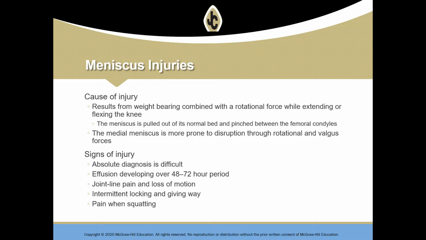Effusion developing over the first 48 to 72 hours. That's why I usually tell injured athletes that sometimes we really don't know what's happening with the knee injury until we give it a couple days to see what happens with it. We have joint line pain, loss of motion, intermittent locking, because we have the soft tissue in the joint. It may tear, it may flip up and cause the joint to not be able to move properly.